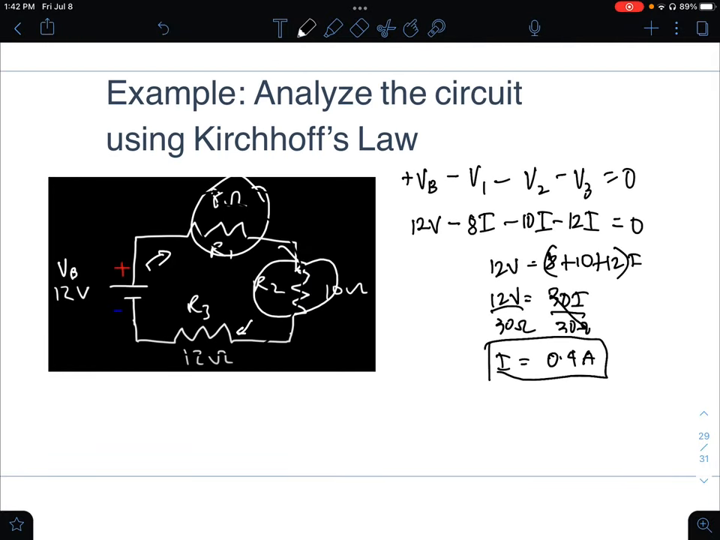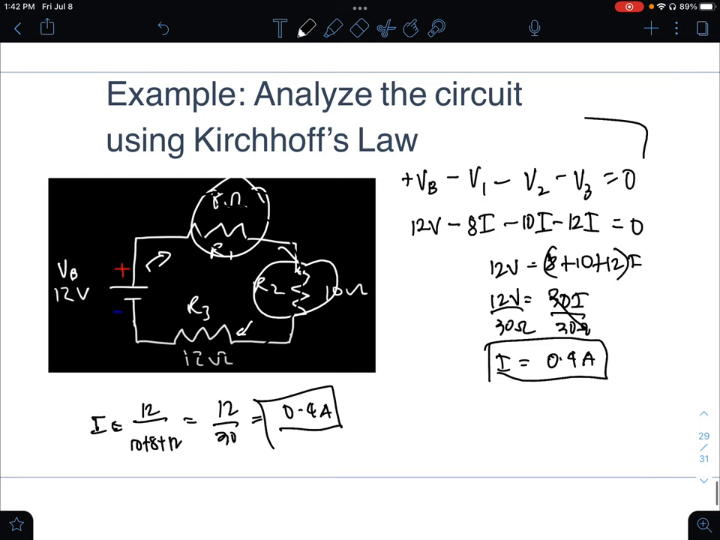Okay? So, ayan po yung total current according to Kirchhoff's law. So, let's try solving it. I is equal to V over R. So 12 over the total resistance. No? Total resistance is 10 plus 8 plus 12. That's 12 over 30, still 0.4 amps. Right? So this is according to Kirchhoff's law, no? His analysis with the circuit.